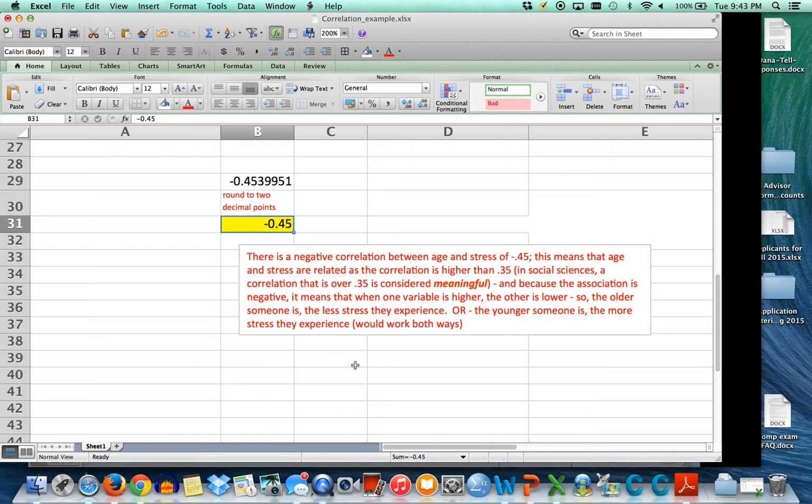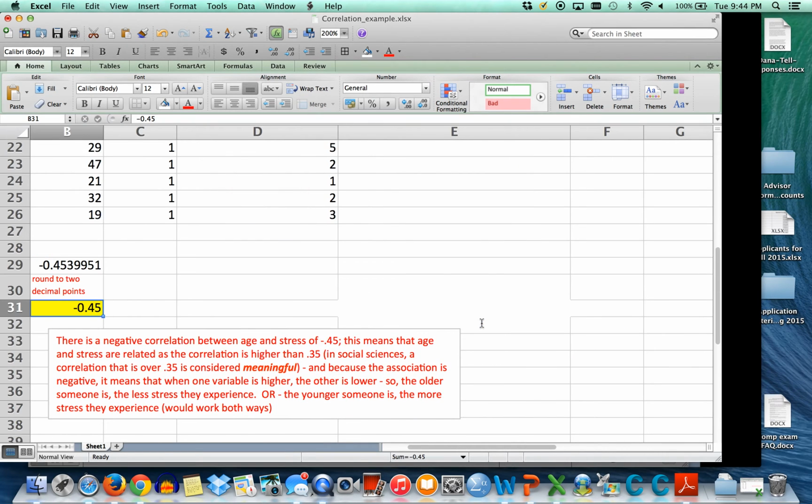So the older someone is, the less stress they experience, or the alternate version of that same statement, the younger someone is, the more stress they experience. So it would work both ways.